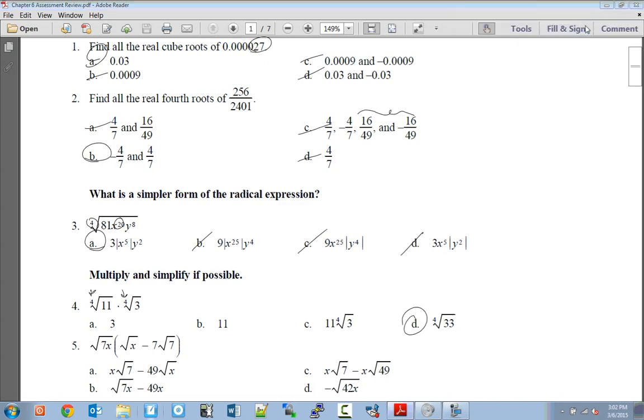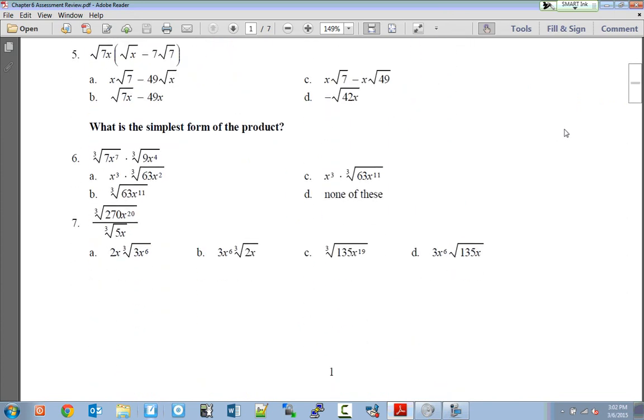Let's go to number 5. Number 5, here what you're going to have to do is distribute through the square root of 7x to both terms. So the square root of 7x times the square root of x comes out to x times the square root of 7, because the square root of x times the square root of x is just x, and then you're left with the square root of 7.